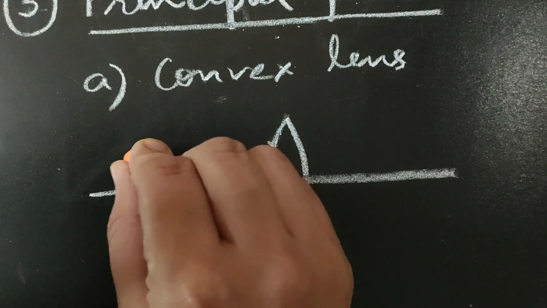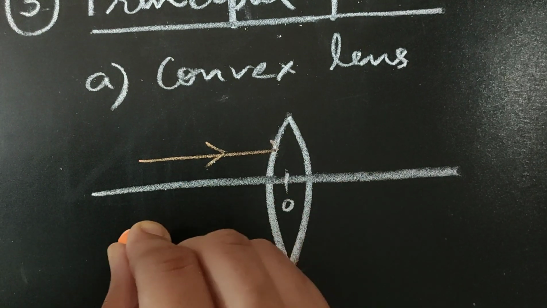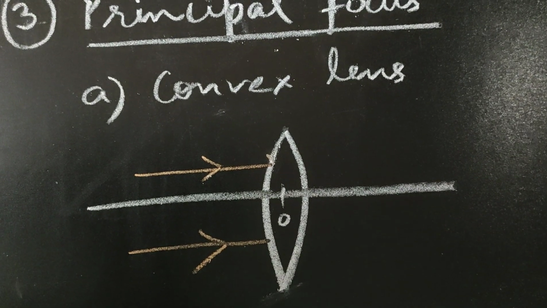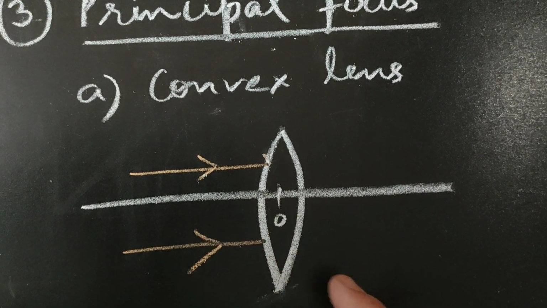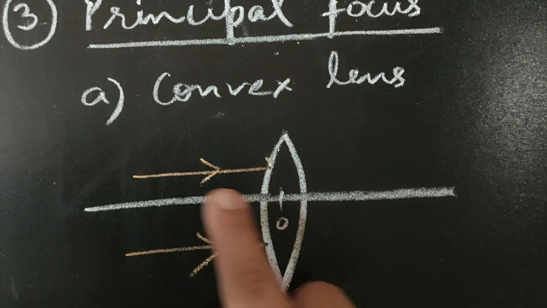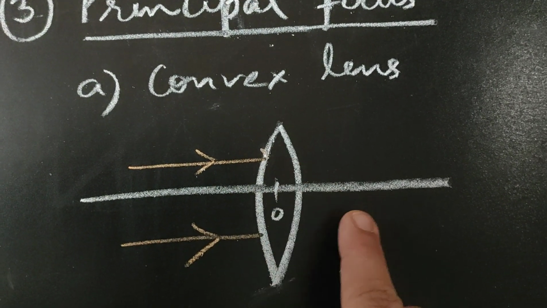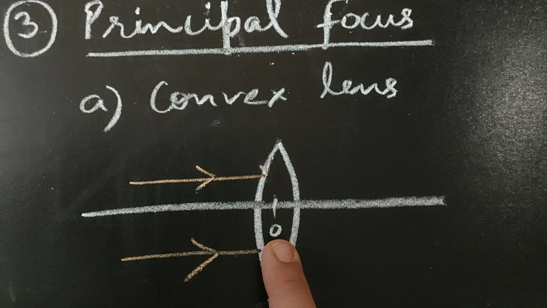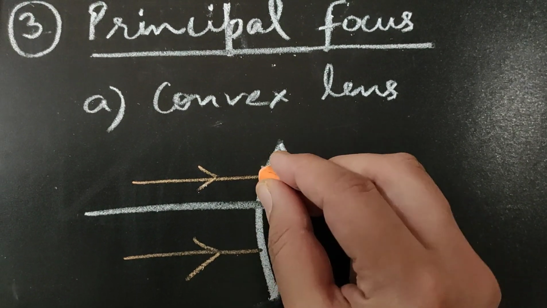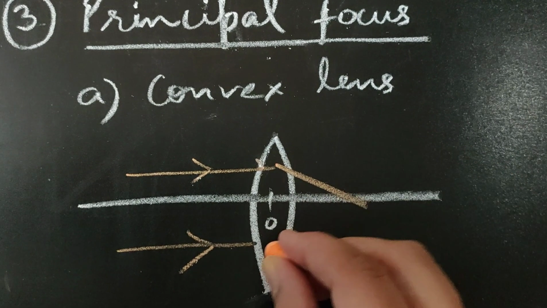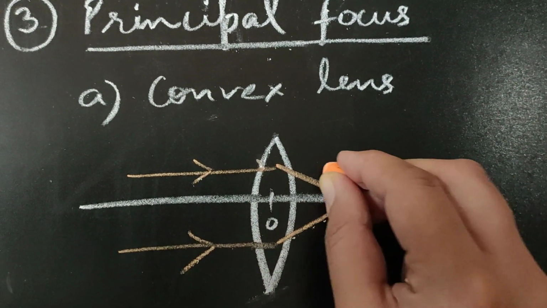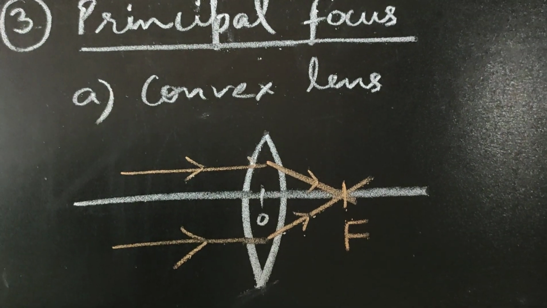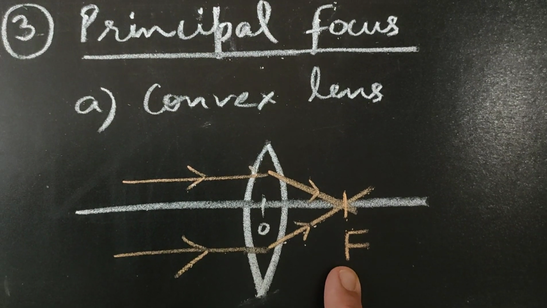If parallel light rays fall on a convex lens, it is observed experimentally also, and we have shown you theoretically also by drawing the diagrams, how a light ray which is parallel to the principal axis bends and ultimately converges. So it is observed that when parallel light rays fall on a convex lens, after refraction they meet at a point on the principal axis, and this point on the principal axis is labeled as principal focus. It is represented by capital F.